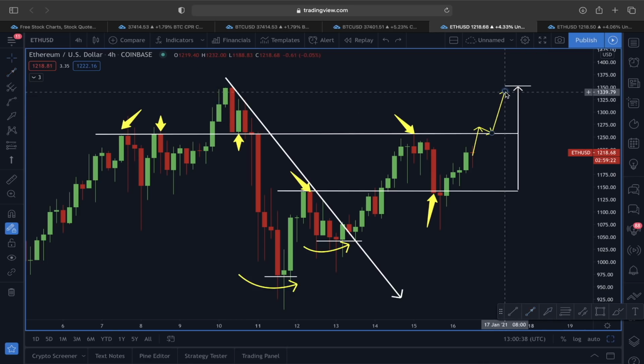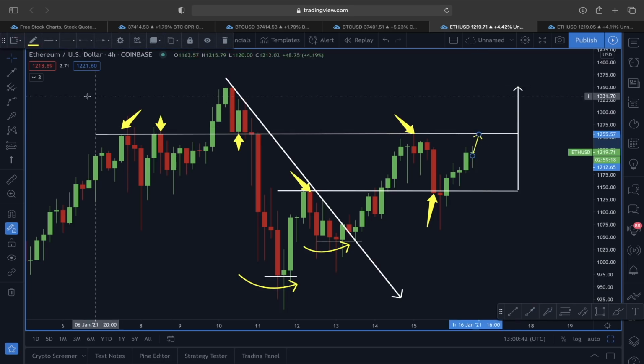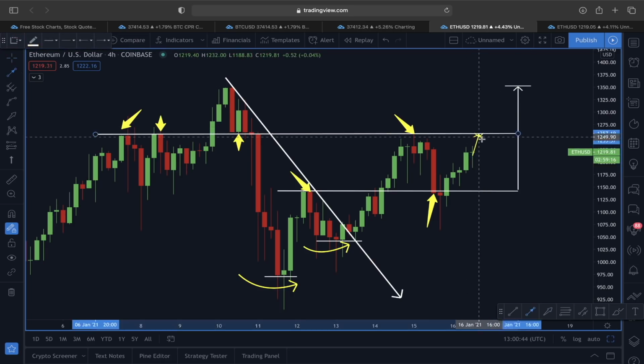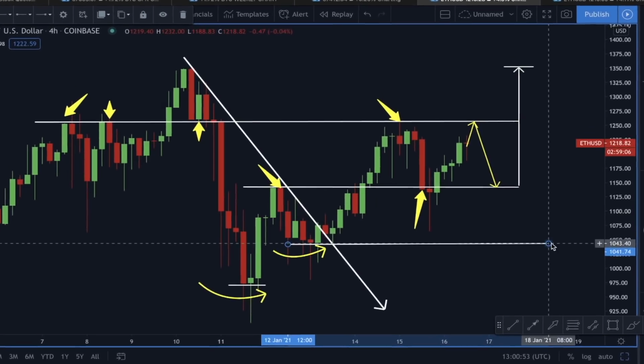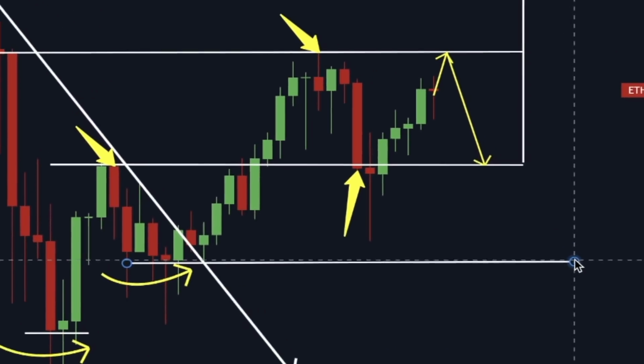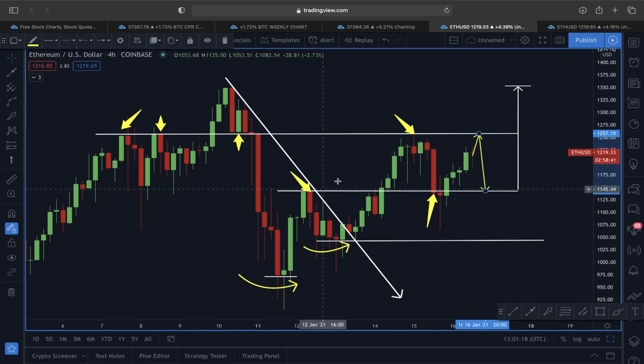So what are some scenarios that could also play out? Because right now, if we get another rejection from here, a pullback is definitely going to be the neckline, and the worst case scenario I would say is going to be this area, which is around 1045, 1050 price levels. So this is what I see right now looking at this in a 4-hour time frame.